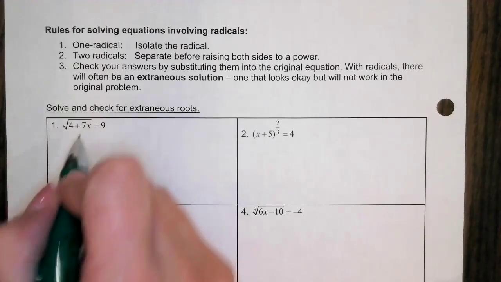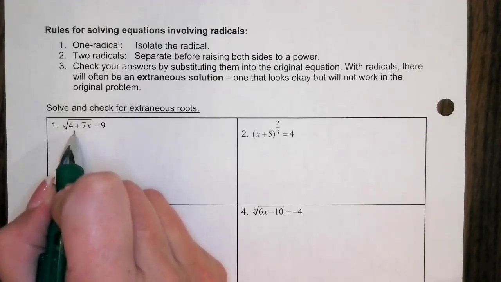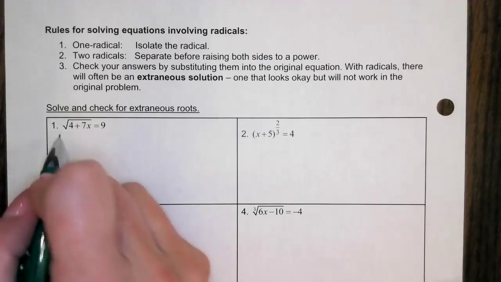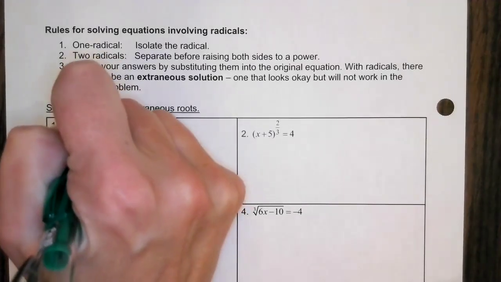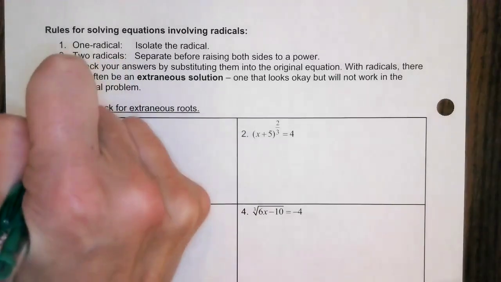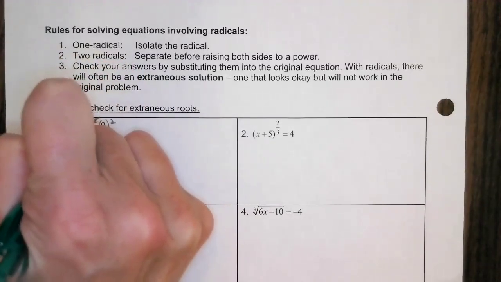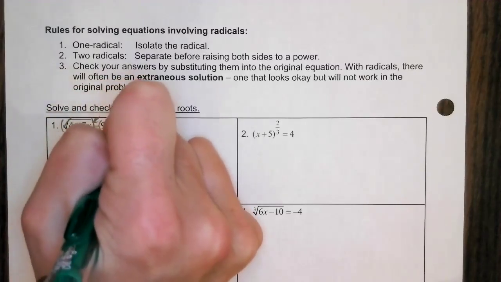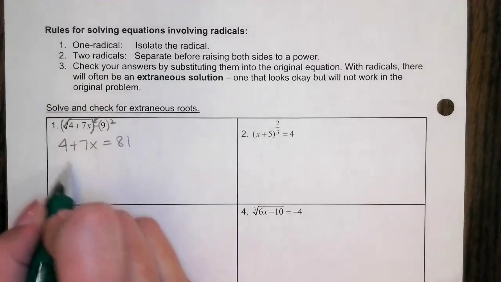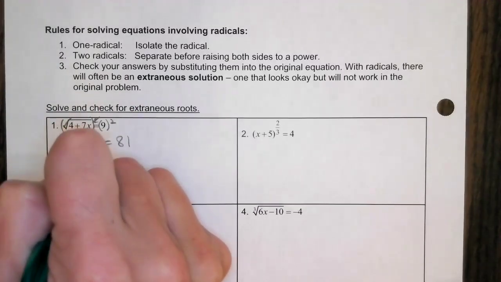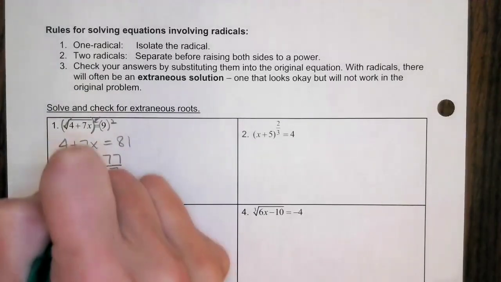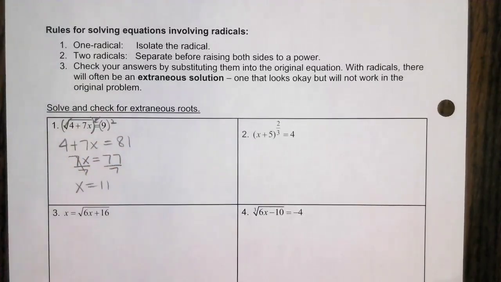So let's start with this first one. We have isolated the square root because it is by itself on this side of the equal sign. Now to remove a square root, we square. So we're going to square both sides here. The square root and the square cancel, so we get 4 plus 7x is equal to 81. Now our goal is to solve for this x, so we would subtract the 4, and then we're going to divide by 7. And so we get x equals 11.